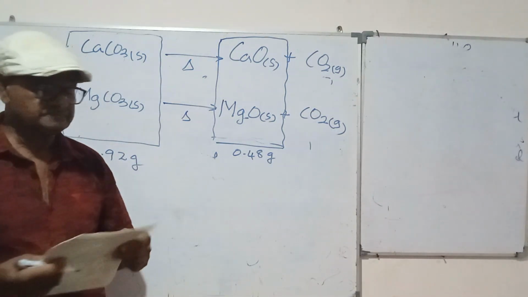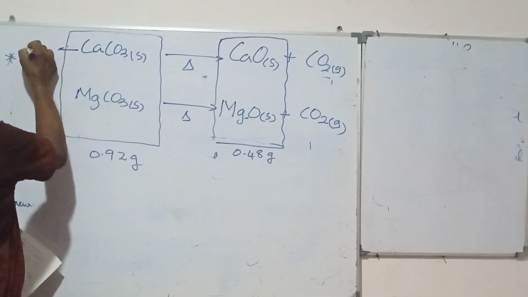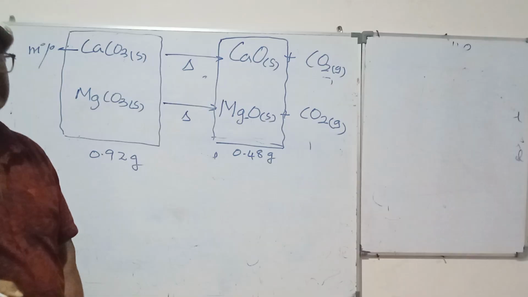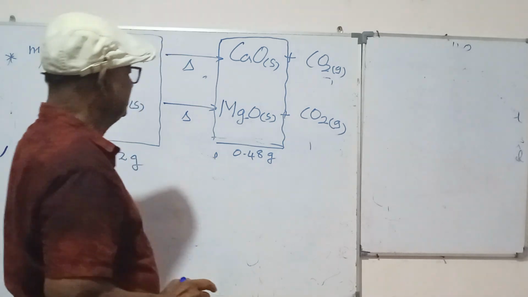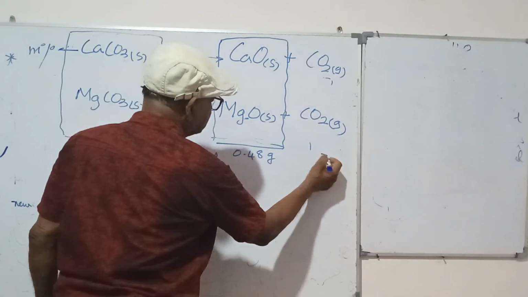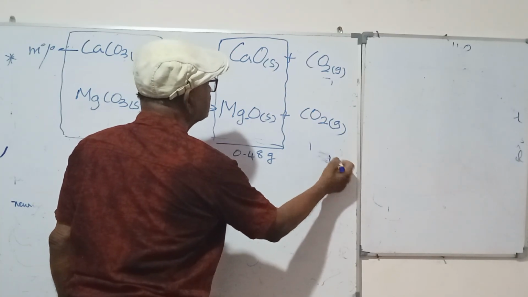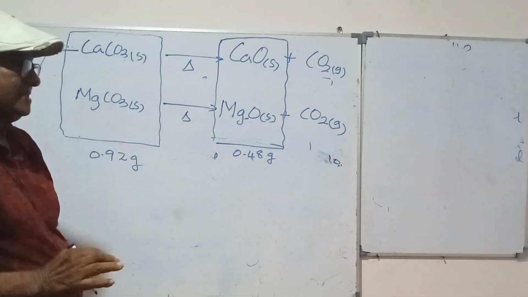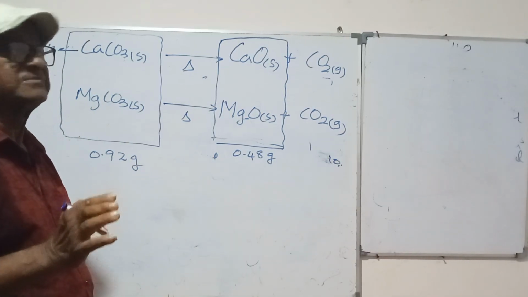Right? Then you have to calculate the mass percentage of calcium carbonate in the initial mixture. You have to calculate it. Then we must go through the balanced equations. The total marks given was 30. Out of 30, now you have obtained 10 marks for the two balanced equations. Right? Then it is very important to start the problem with the balanced chemical equations.